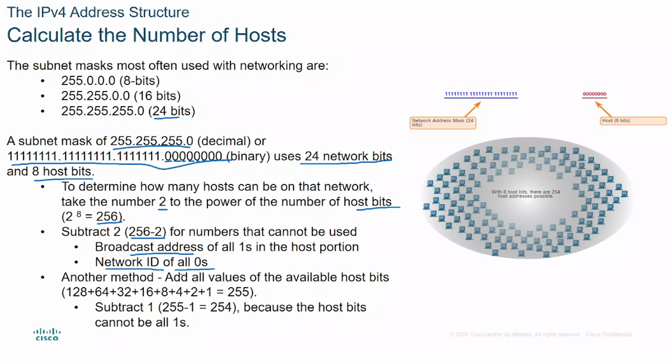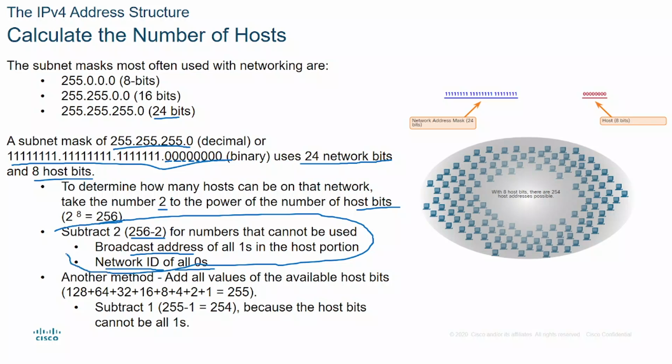So another method that you can use is what? To add all values of the available host bits. So when you do this, you're going to get 255 and subtract what? 1 from the 255. So you have 254, because all host bits cannot be all ones. So the best method, like what I usually use, is this particular one here.